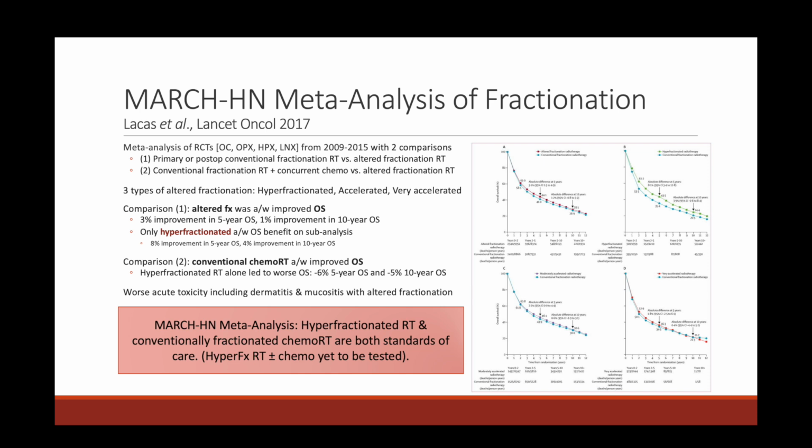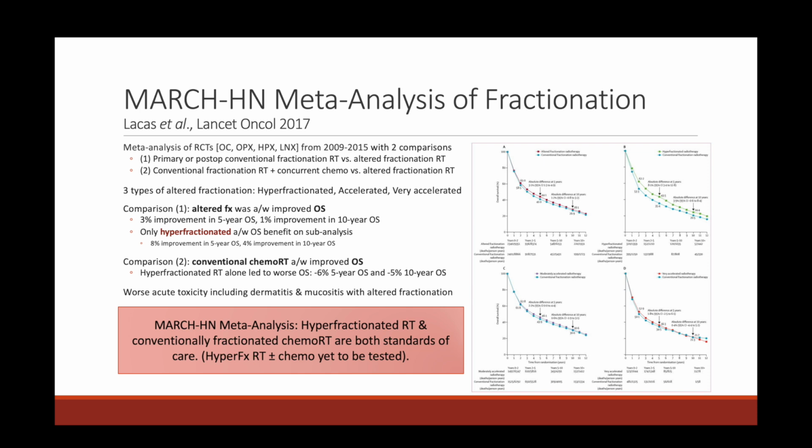In the first comparison with no chemotherapy, it was just altered fractionation versus conventional fractionation. Altered fractionation was associated with improved overall survival. They found a 3% improvement in the 5-year overall survival and a 1% improvement in the 10-year overall survival. And on subset analysis, only the hyperfractionated radiation regimen was associated with an overall survival benefit.